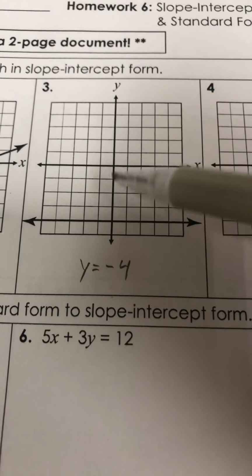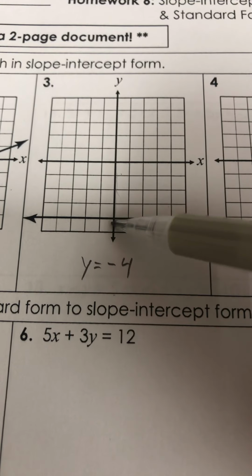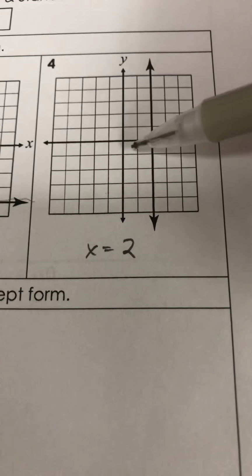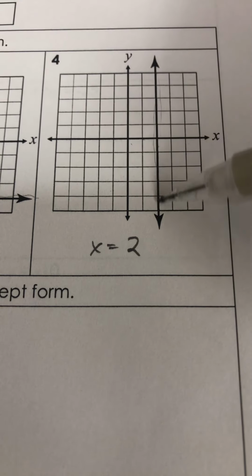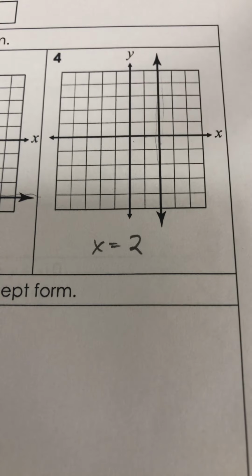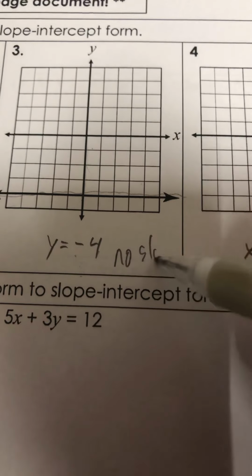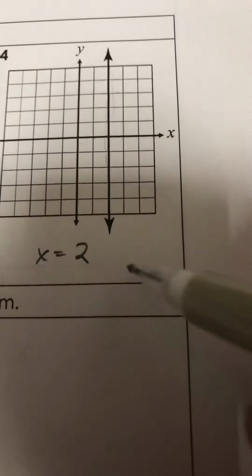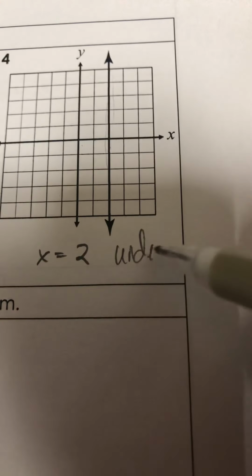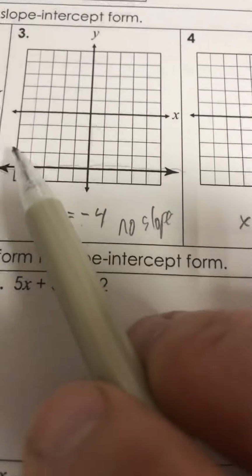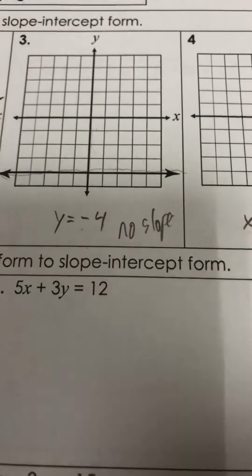I did 3 and 4. Number 3 is going to be where y is negative 4 always. So that is y equals negative 4. And for number 4, x is always going to be 2. So x equals 2 is the equation of that line. This is going to be no slope. And this is going to be called undefined. Whenever you see a vertical line, that's undefined. Wherever you see a horizontal line like that, that's no slope.